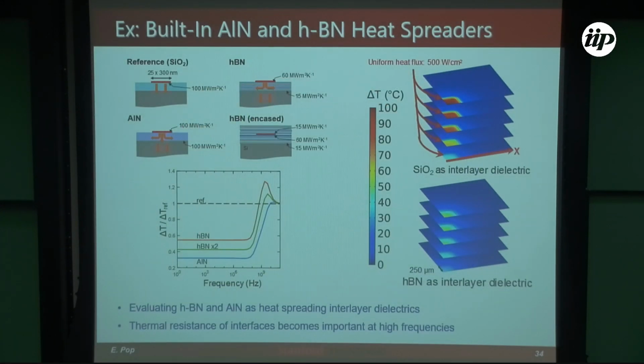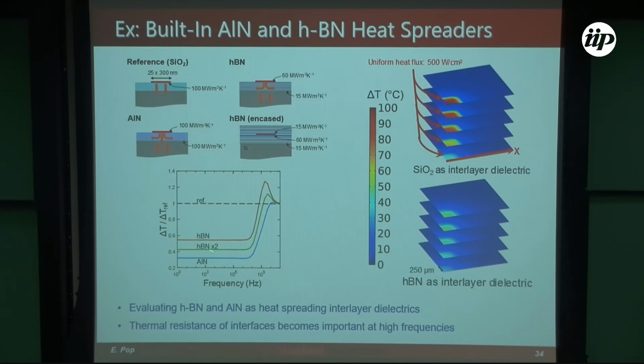And so at the moment, this is mostly simulation work. I've shown, you know, we're doing some experiments as well, but this is just simulation, trying to evaluate, before we spend too much time in the lab, how these heat spreaders actually work, right, and if they're any good. It turns out there are some advantages.